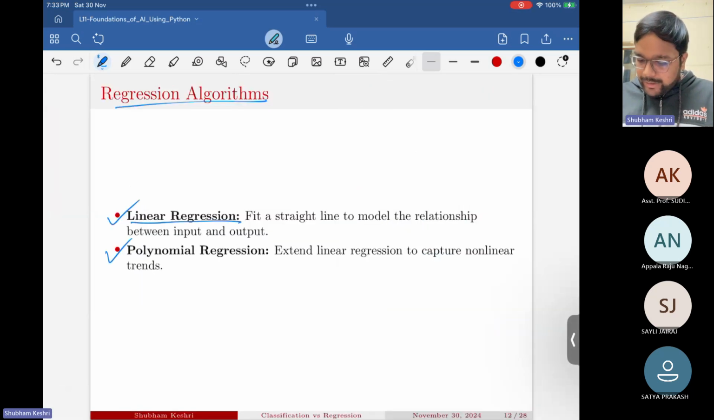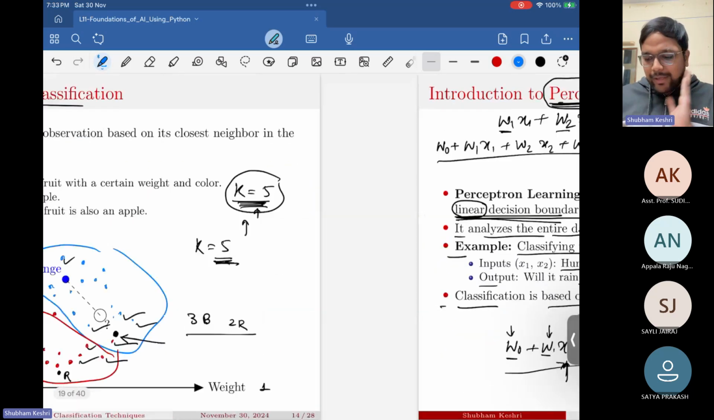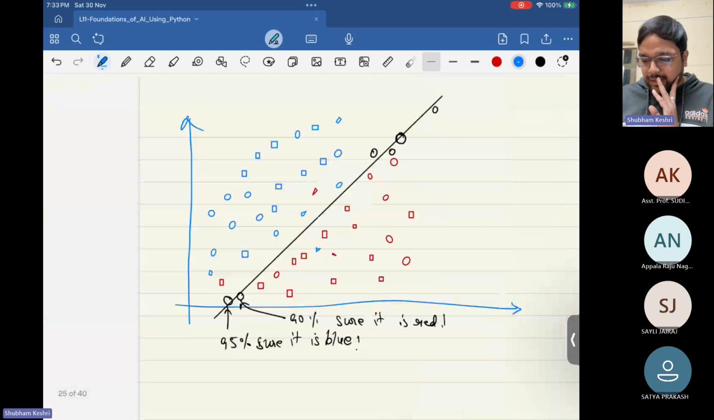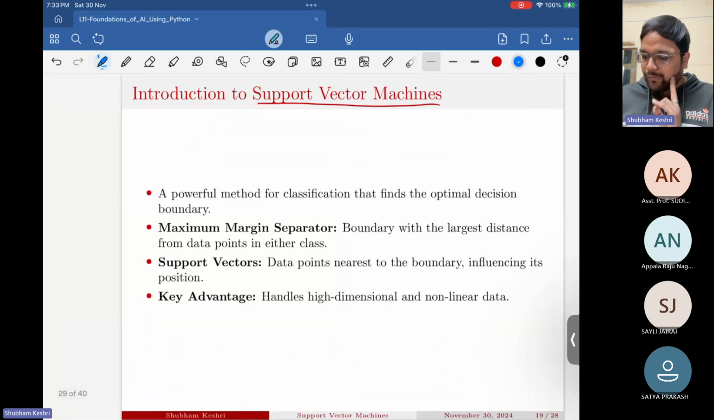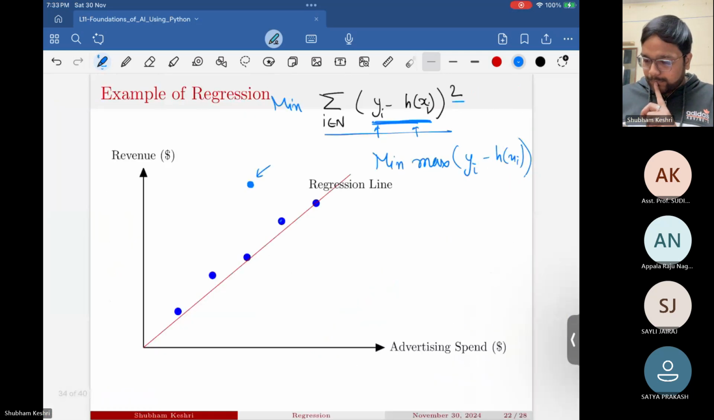Over here we saw linear regression, we saw also polynomial regression. So I'll give you an idea of how polynomial regression is done just in a minute. Then I'll move forward maybe. So over here, how to do polynomial regression.